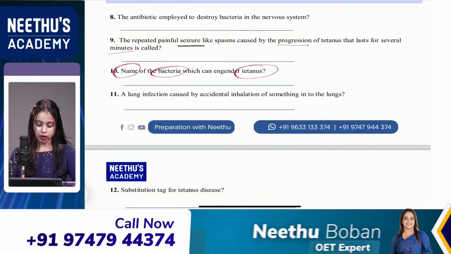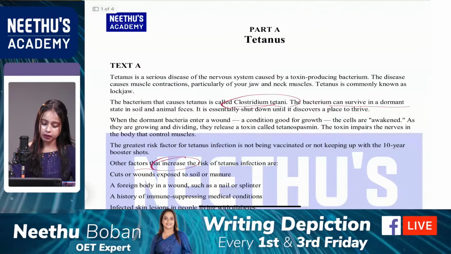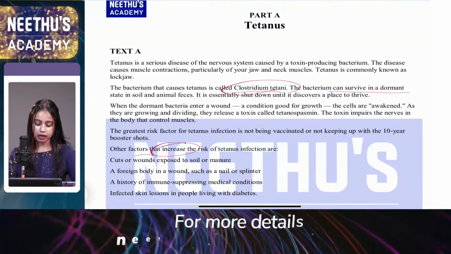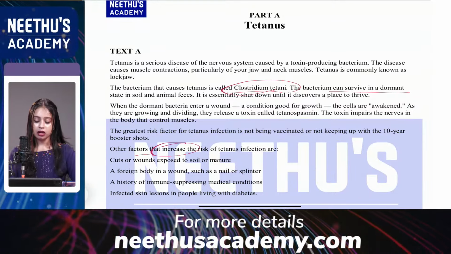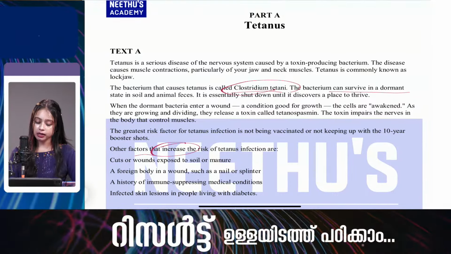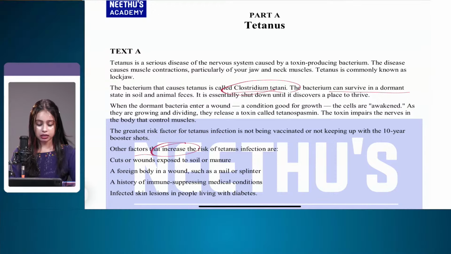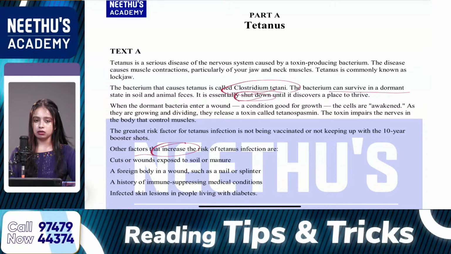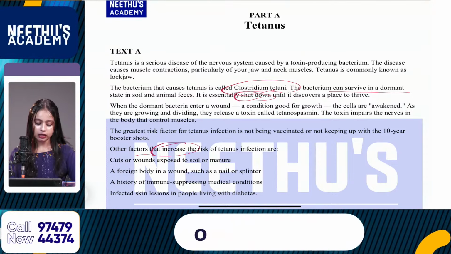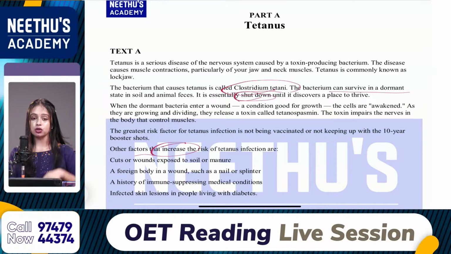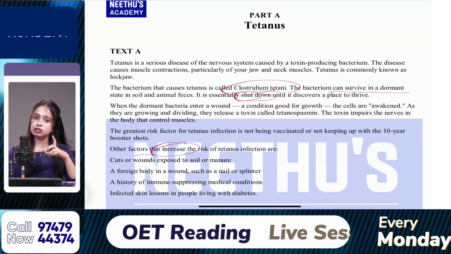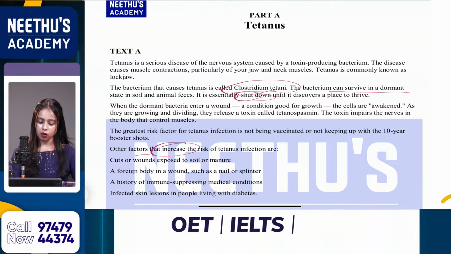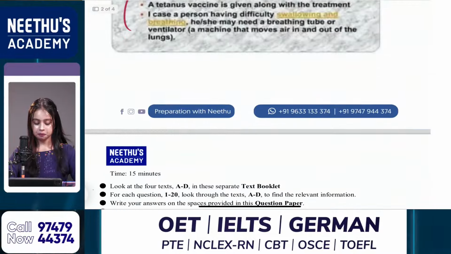Okay, and which is mentioned here in text A. The bacterium that causes tetanus is called Clostridium tetani. The bacteria can survive in a dormant state in soil and animal feces. It is essentially shut down until it discovers a place to thrive. So that's called Clostridium tetani. Also you have to be careful about the spelling of tetani, T-E-T-A-N-I. So the answer is Clostridium tetani.